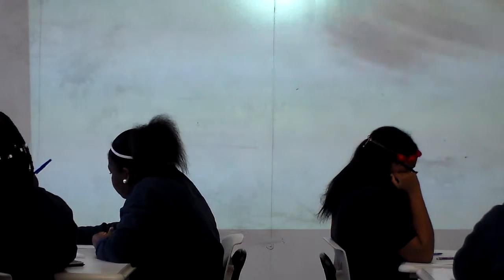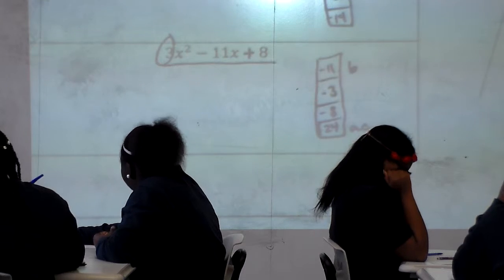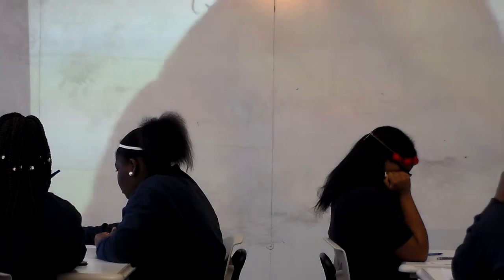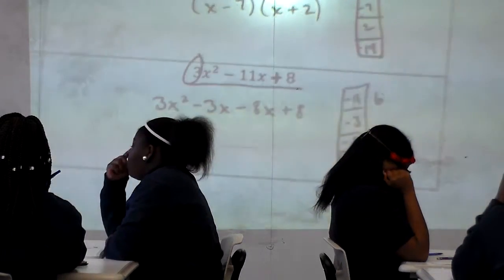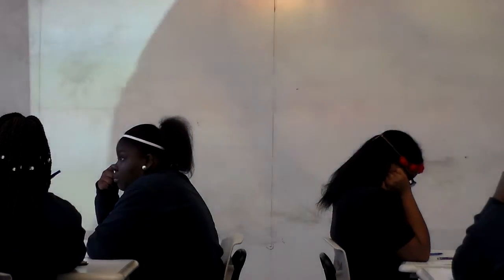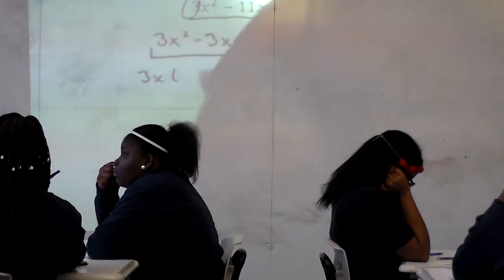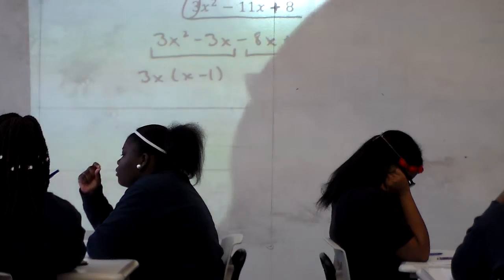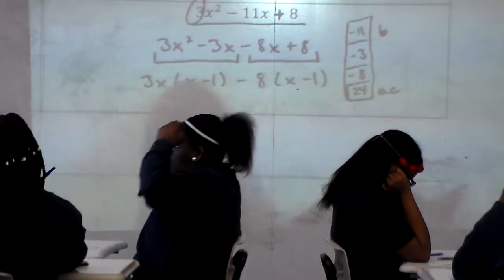So to Ethan's point, did someone solve it the other way where you had 3x first and then 8x second? You did? What did you pull out for that? I pulled out 3x for the first one, and then I got x minus 1. And for the second one, I pulled out negative 8. And yeah. Okay. And what were your two binomials?